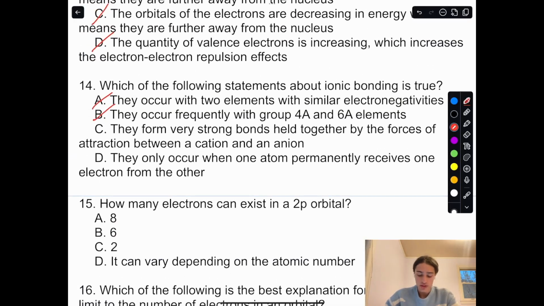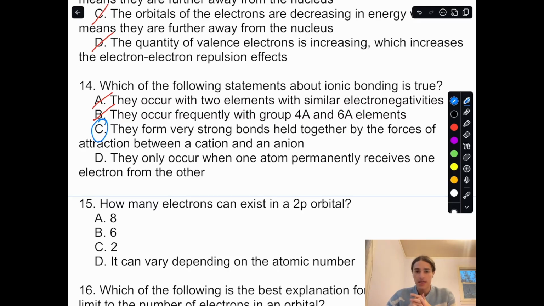C, they form very strong bonds held together by the forces of attraction between a cation and an anion. That's true. That's definitely the case. You really need that strong force of attraction between a negatively charged thing and a positively charged thing to have an ionic bond.